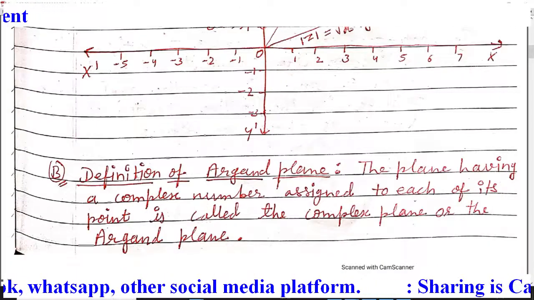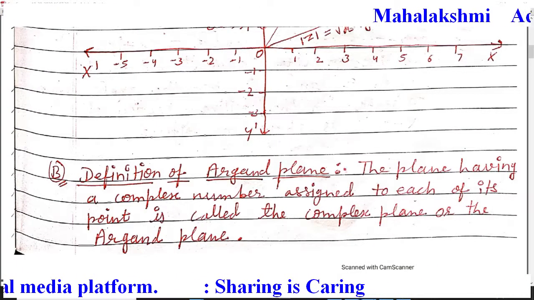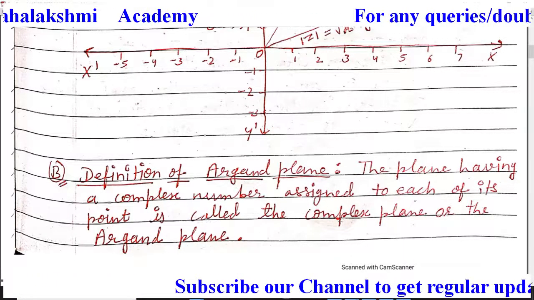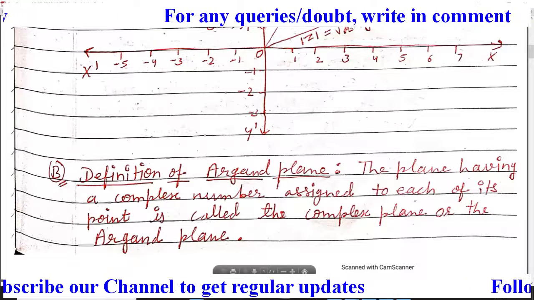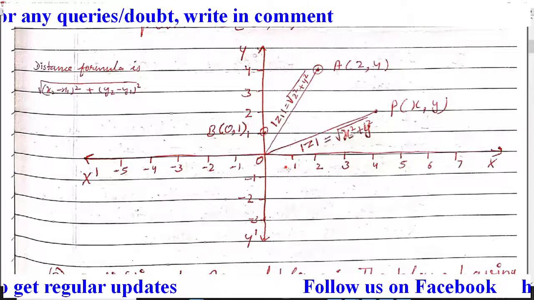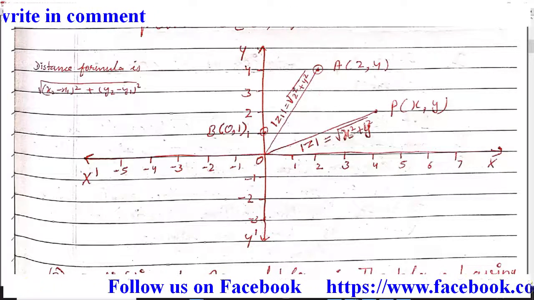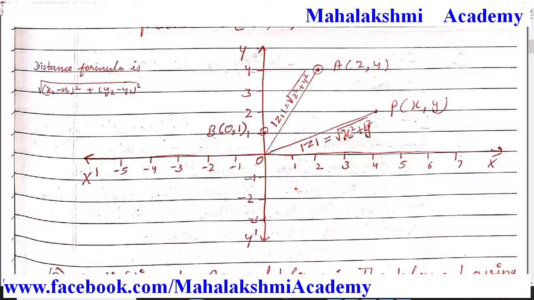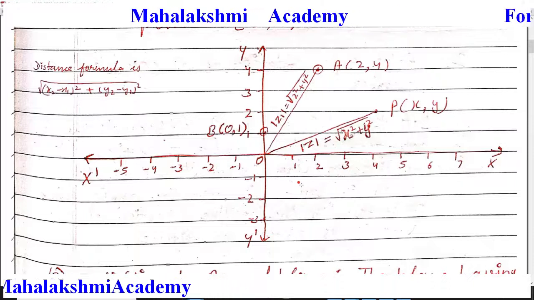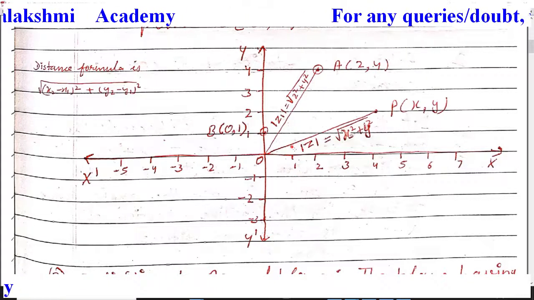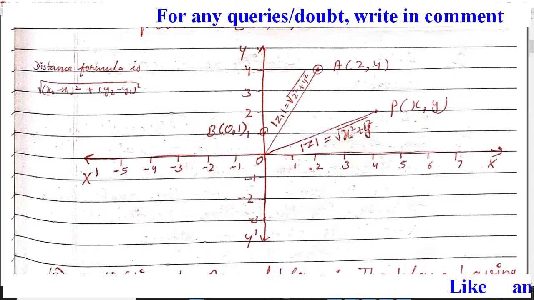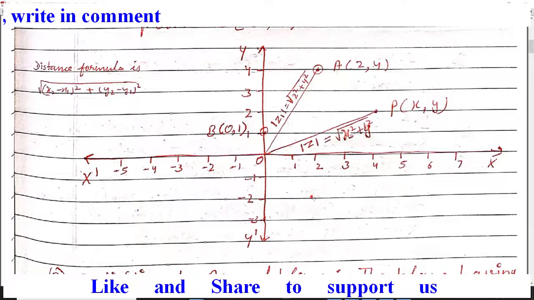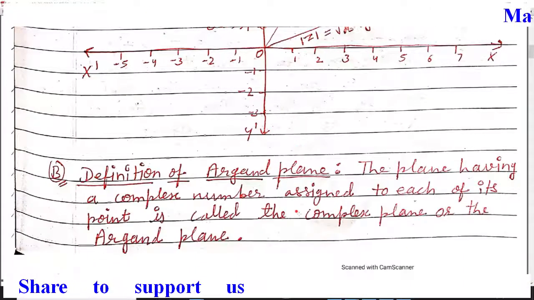Now the definition of the Argand plane. The plane having a complex number assigned to each of its points is called the complex plane or the Argand plane. Since we use this xy plane to represent complex numbers, this plane is named the Argand plane. So the Argand plane is nothing new, simply an xy plane which we are using to represent complex numbers. Every complex number we can represent on the xy plane, as well as every point from the xy plane we can represent as a complex number, and all points are going to be unique.